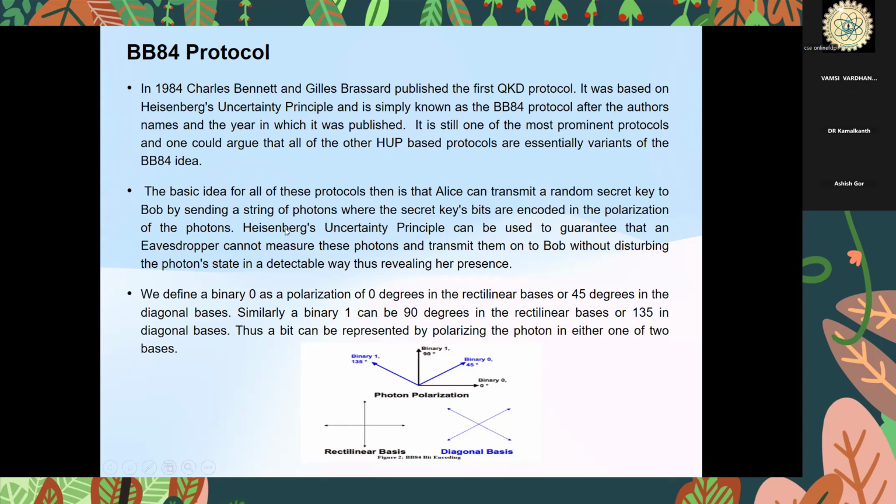Heisenberg's uncertainty principle is used here to guarantee that the attacker cannot measure these photons and transmit them to Bob without disturbing the photon states. In this example, we use two bases: the rectilinear basis and the diagonal basis. Binary 0 is polarization of 0 degrees in the rectilinear basis and 45 degrees in the diagonal basis. Similarly, binary 1 is 90 degrees in the rectilinear basis and 135 degrees in the diagonal basis. So a bit can be represented by polarizing the photon in either one of the two bases.